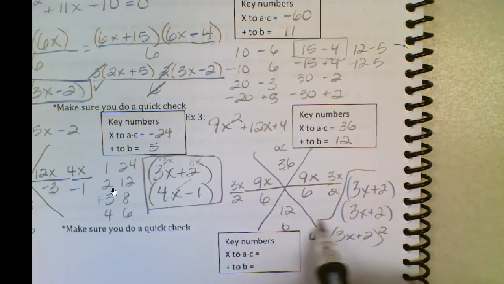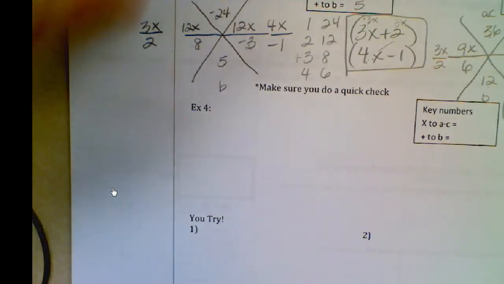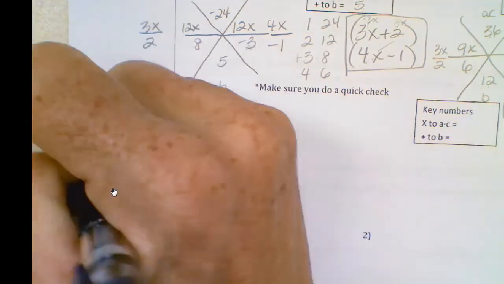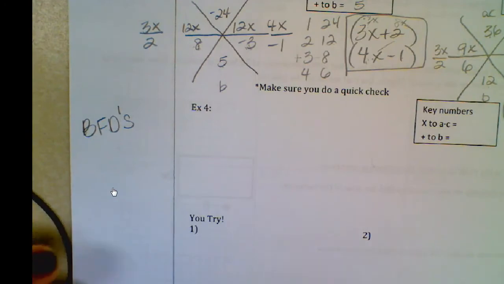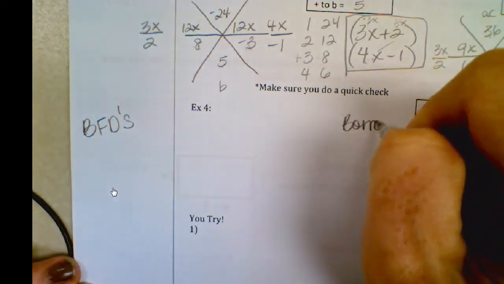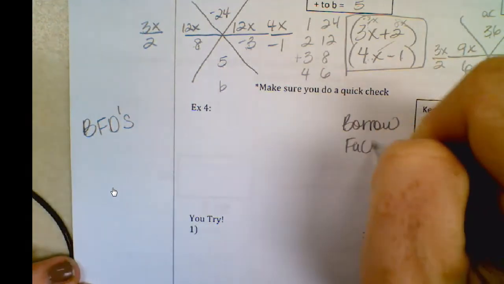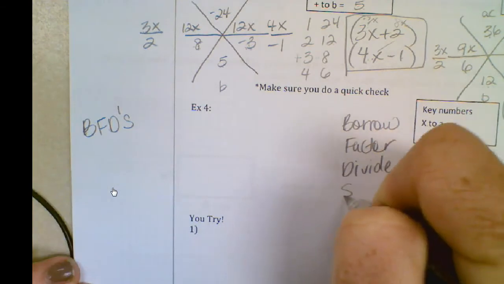Okay. So the last method you have for factoring, which is kind of my preferred method, but it's going to depend on you, is called BFDs. And that is an acronym for borrow, factor, divide, and simplify.